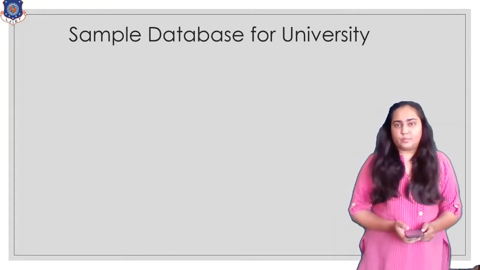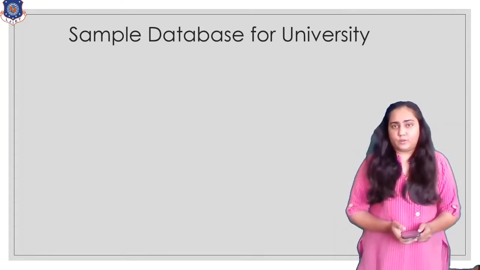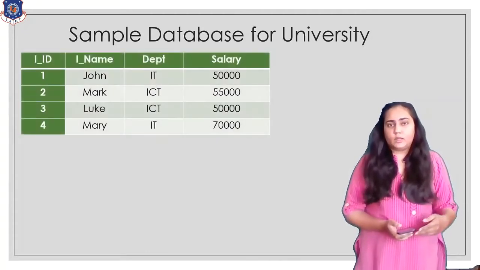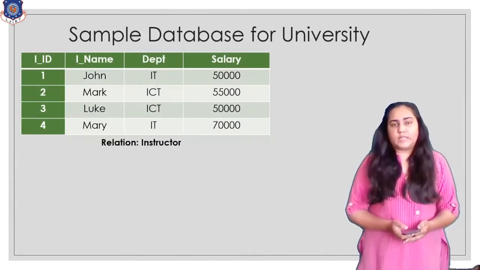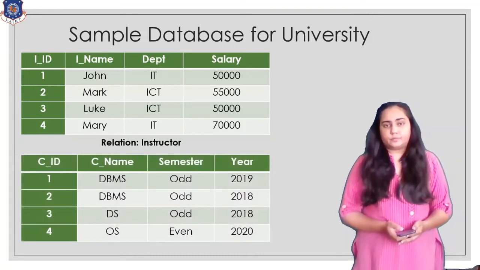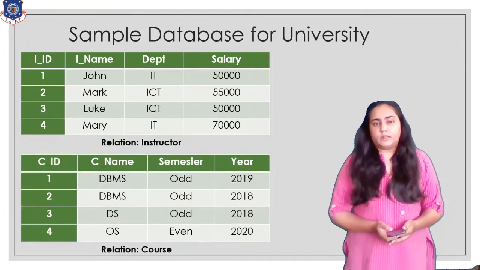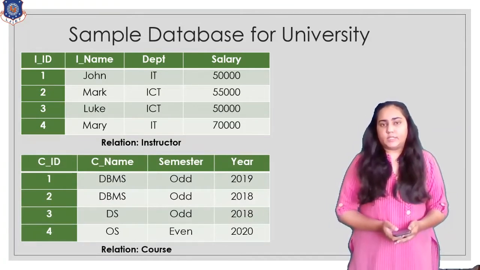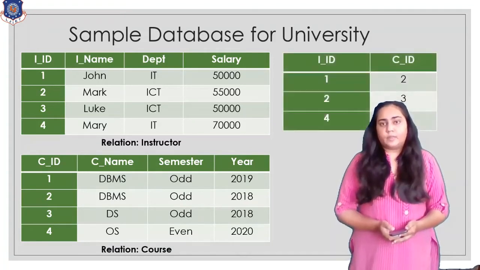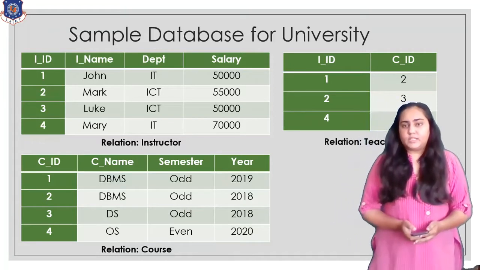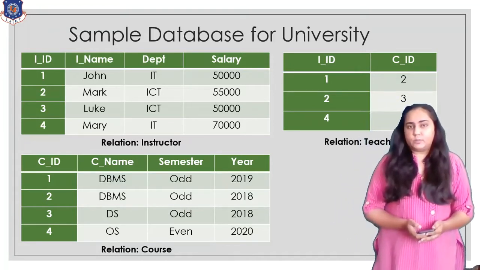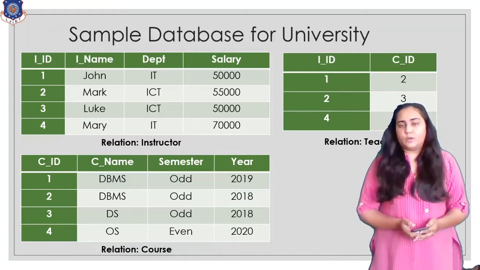Here you can see the sample database for university. The first table we have is the instructor table. It contains the ID, name, department, and salary of the instructor. The second table is the course table, which contains the ID, name, and semester and the year in which the course was taught. And the third table is the teachers table. The teachers table contains a relation between instructor and course.